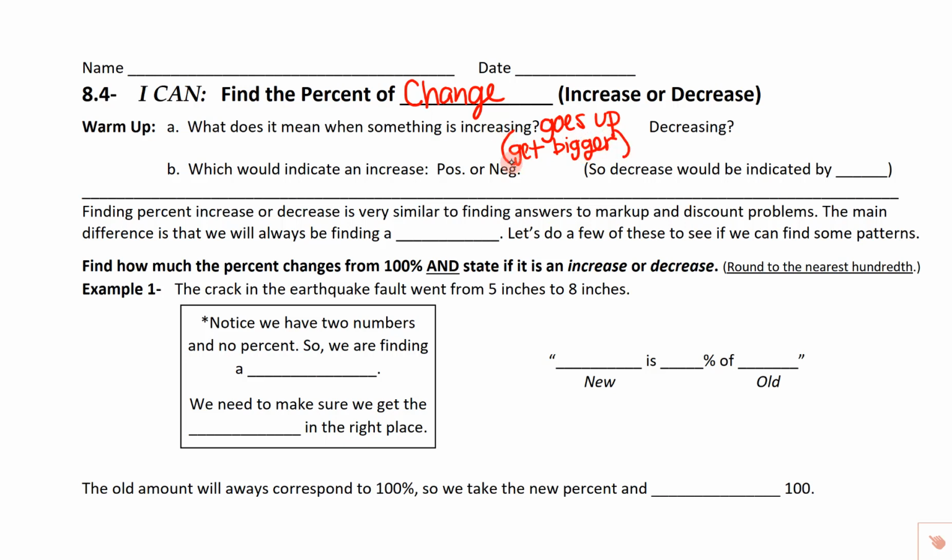Okay, and then we have decreasing. If the price of something is decreasing, that means it's going down, or it's getting smaller. Today you'll know if you have an increase or decrease by looking at whether it's positive or negative. An increase indicates a positive number, and a decrease is indicated by a negative.